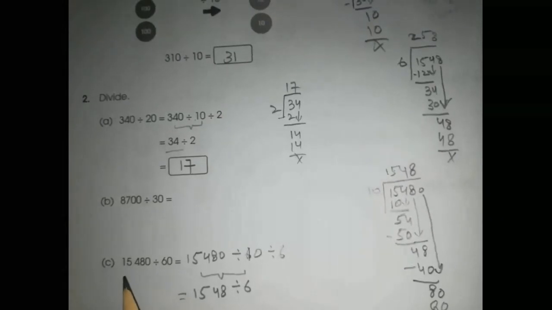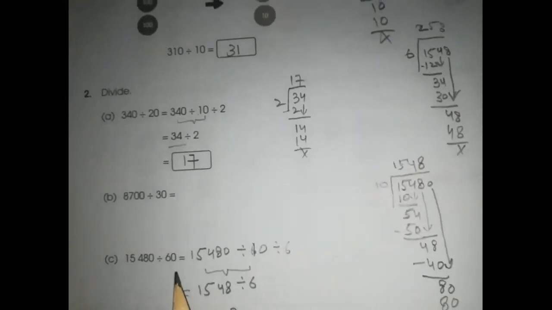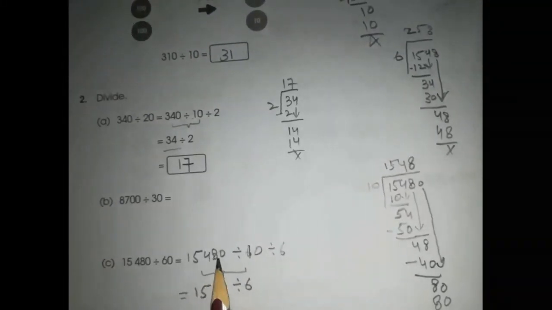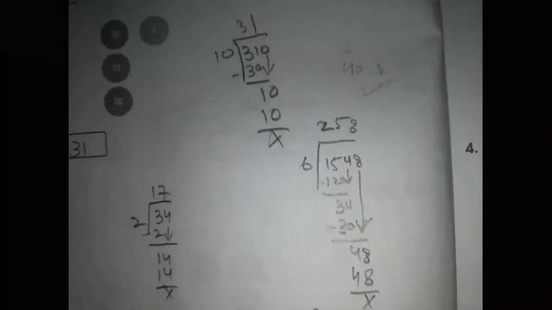Now part C is 15,480 divided by 60. 60 is a multiple of 10, so I will write 10 divided by 6. Initially I will divide 15,480 by 10, we will get 1548. This is rough working. Now I will divide 1548 by 6. 6 twos are 12. By subtracting we will get answer 3. This 4 moves below. 6 fives are 30. By subtracting we will get answer 4, and this 8 will move below. 6 eights are 48.